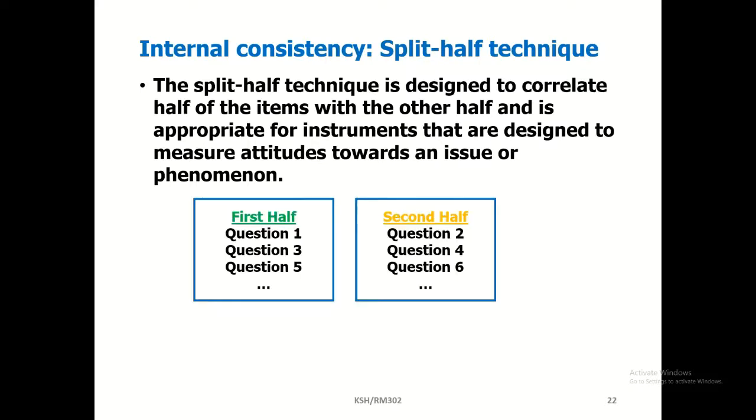Here, suppose there are 30 items in our questionnaire. We can divide the items into two halves, or two groups of items. Each half consists of 15 items. Ideally, we group the odd-numbered items into one half, and the even-numbered items in the other. This is what is called split in half. And then we compare the average rating of the first half with that of the second half.